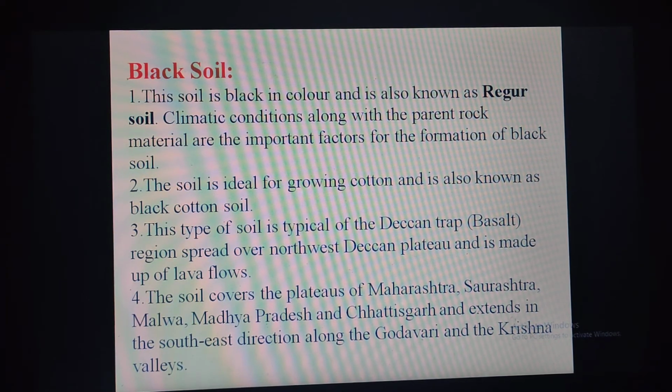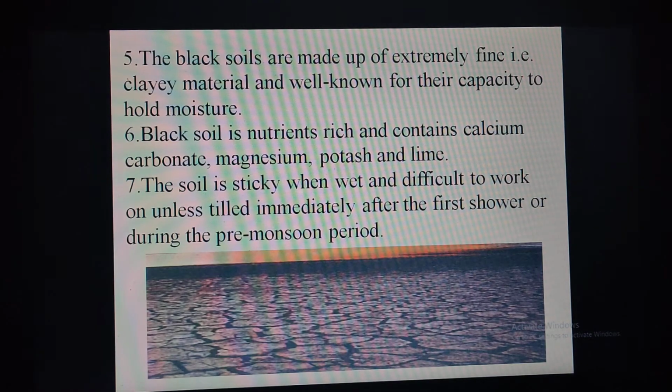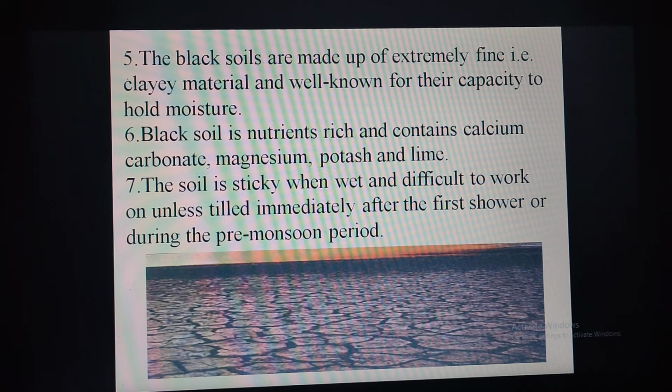The black soil covers the plateau of Maharashtra, Saurashtra, Malwa, Madhya Pradesh and Chhattisgarh, and extends in the southeast direction along the Godavari and the Krishna Valley. Here in the picture you can see black soil.